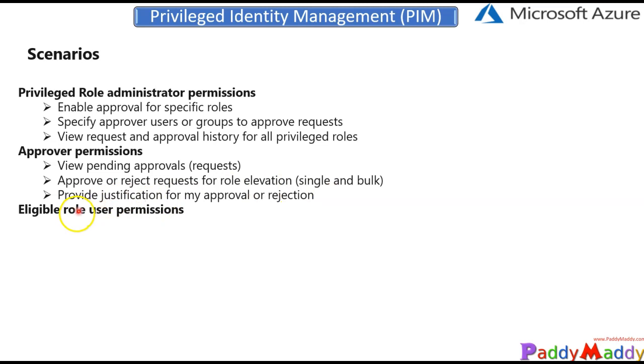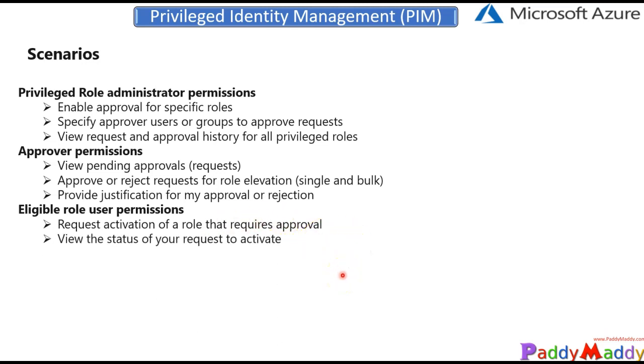And let's also talk about the eligible role user permission. So we can request activation of a role that requires some kind of approval, so that you can view the status and request to activate, complete your task, and within the Microsoft Azure AD see if the activation was approved.